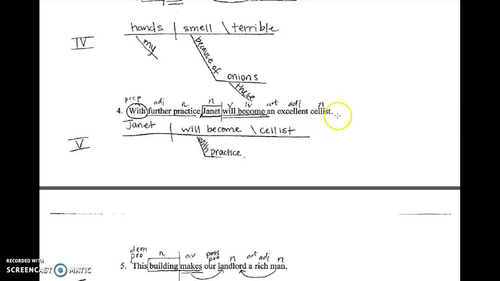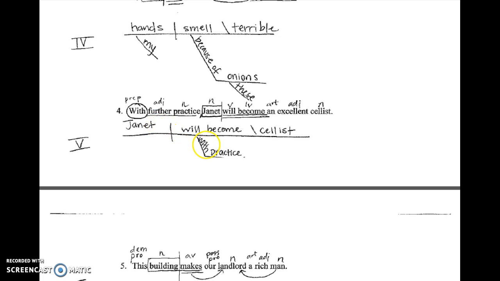This sentence ends with a noun. And so we know that that's there. Oh, and by the way, our main verb here is the linking verb. So we have our subject, Janet, the verb will become, and then our noun at the end. This prepositional phrase at the beginning is functioning as an adverb. It's describing how Janet will become. She'll become a cellist with further practice is how she's going to do it.